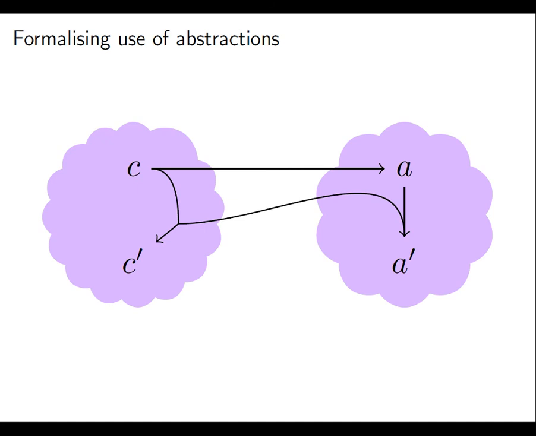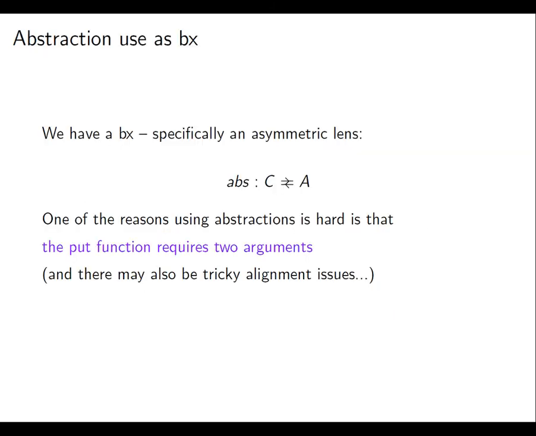But along with that goes a second function, which is the one that tells us how to do a corresponding update on the concrete side to an update that was done on the abstract side, and that you will formalise as a two-argument function. So we say that the one-argument function is a get function, this is in asymmetric lens terms, and we say that the two-argument function is a put function. It tells you how to put back the change. So we have an asymmetric lens, which we might call abs, between C and A. Now, I think what this does is it shows us one of the reasons why using abstractions is already hard, even before you get into issues about creating your own abstractions.